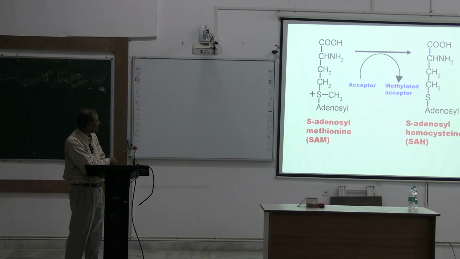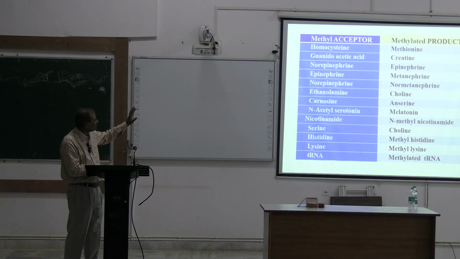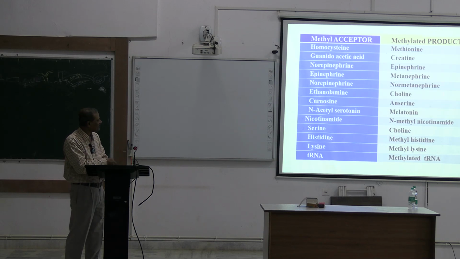While you are donating, there must be an acceptor for the methyl group, and this chart is available, you remember. Homocysteine, I have given you an example, that is methionine. Guanidinoacetic acid I have shown during creatine synthesis. Norepinephrine's methylated product is epinephrine, epinephrine's methylated product is metanephrine. Like this, N-acetyl serotonin's methylated product is melatonin.